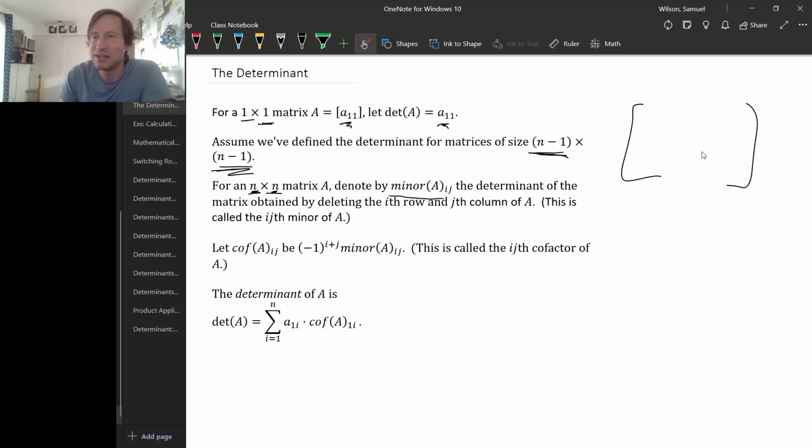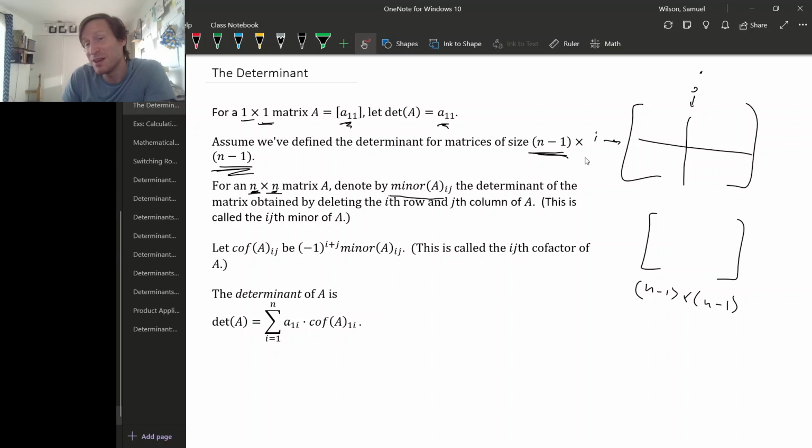So A is some big matrix. You take the ith row, the jth column, and you just cross those out. When you do that, you've deleted one row and one column. Now you're left with an n minus 1 by n minus 1 matrix, and we've assumed that we've defined the determinant for this smaller size of square matrix. So the ijth minor a sub ij is just the determinant of this matrix that you get by deleting the ith row and jth column.